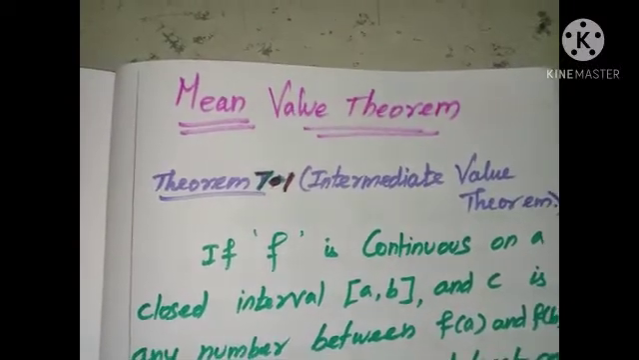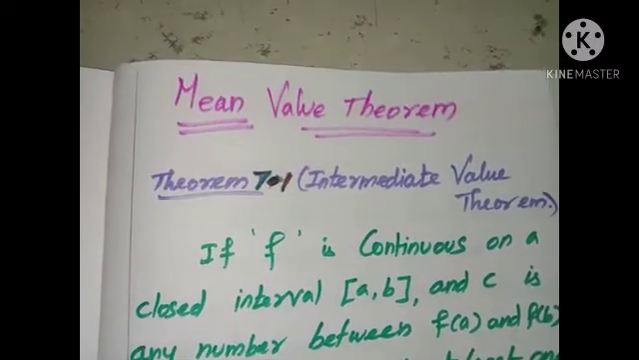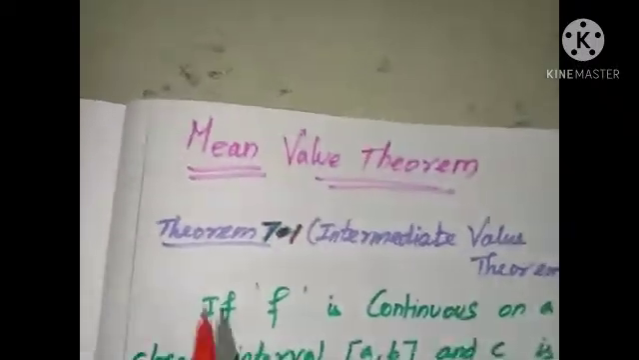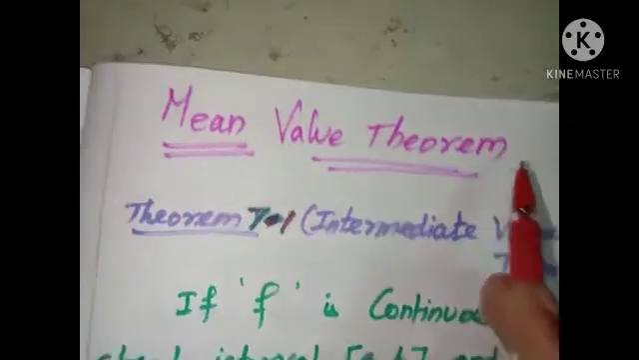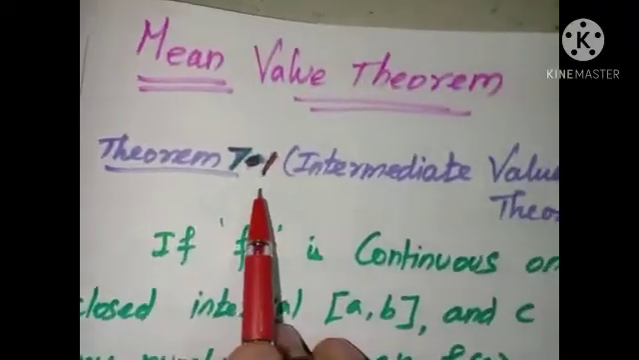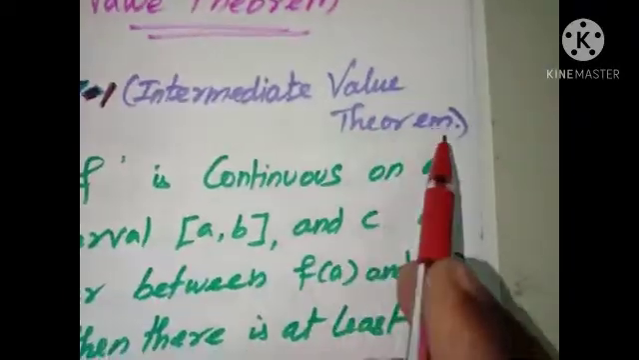Hi students, I am going to start the exercise 7.3 introduction video. The introduction topic is the mean value theorem. Theorem 7.1, the intermediate value theorem.